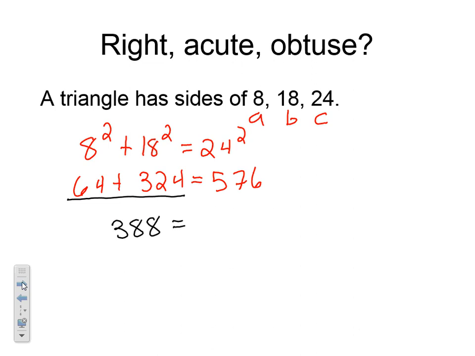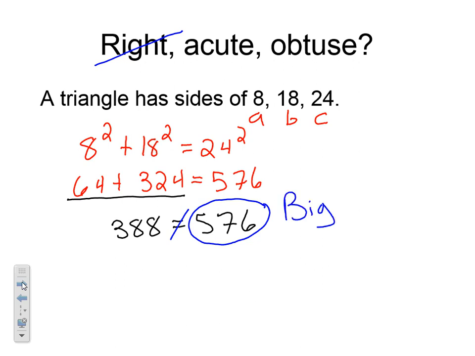388, which equals 576. Now, these do not equal, so we know that it can't be a right triangle. Now what we have to do is look at this number, which is our hypotenuse. Since this number is the larger number, it's the largest, these 3 side lengths create an obtuse triangle.